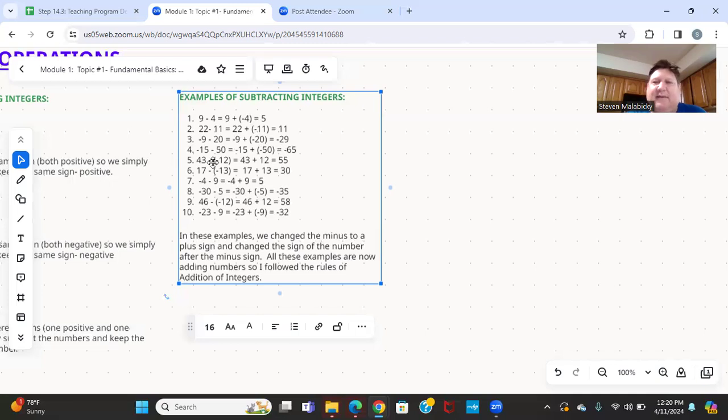And number 4 is the exact same type of example. Negative 15, the minus turns to a plus, and the 50 turns to a negative 50. They're both negative numbers. So when you add two numbers of the same sign, you add the numbers. So 15 plus 50 is 65, and you keep the sign: negative 65.